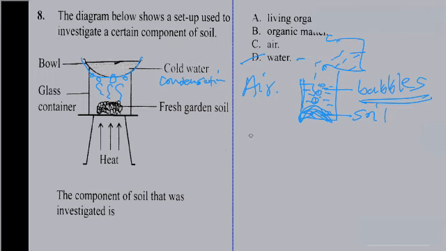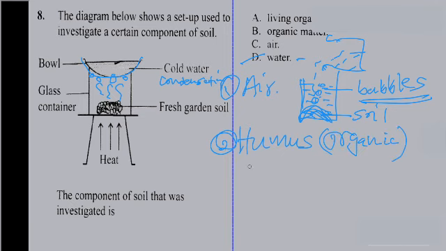How do we test for the presence of humus? Humus, remember, we said is called organic matter in the soil. Here we can have two experiments. The first one, take the soil and put it in a boiling tube or in a container, and you heat strongly. Heat strongly.